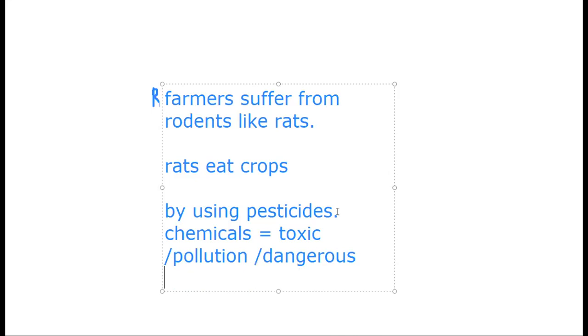We have another choice, by using its natural enemy. The natural enemy of the rat is the owl. We can, for example, bring some owls, and these owls hunt the rats, so it will reduce the numbers of rats. This is a natural way to kill the rats instead of using pesticides.